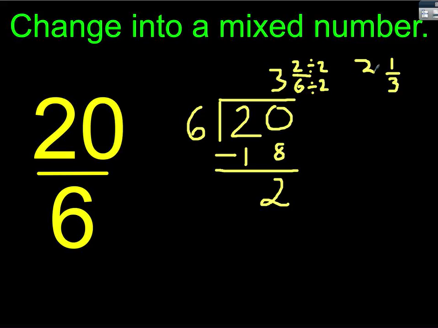And don't forget about your whole number. So my answer, the mixed number that is also 26 over 6, is 3 1/3. That's how you change an improper fraction into a mixed number.